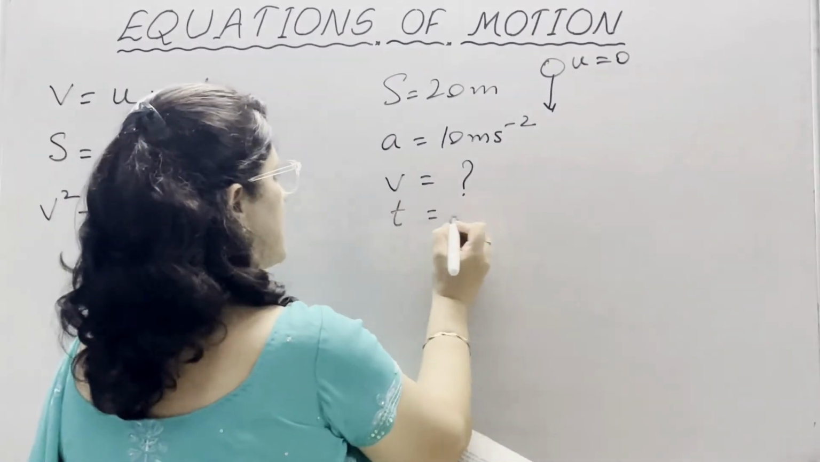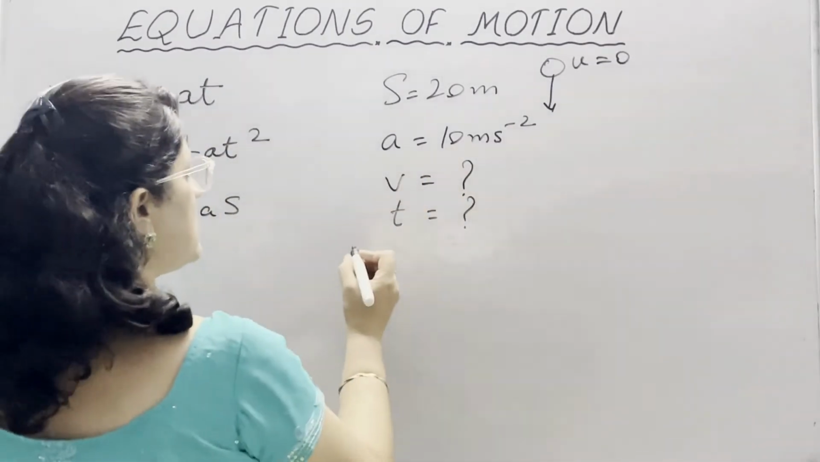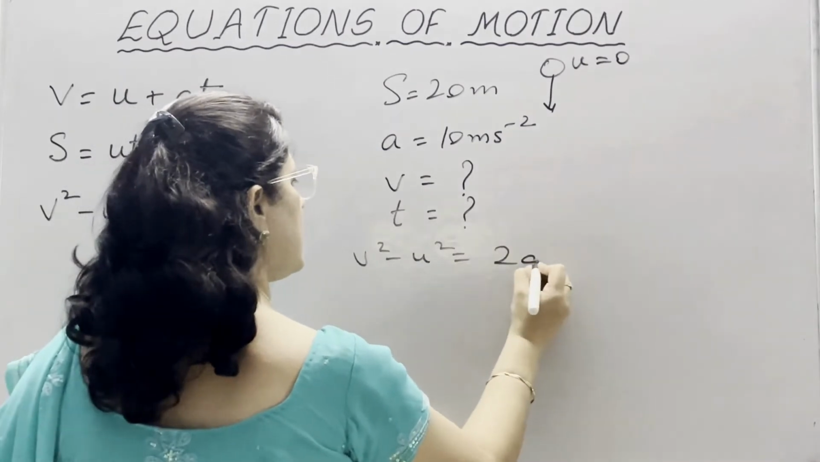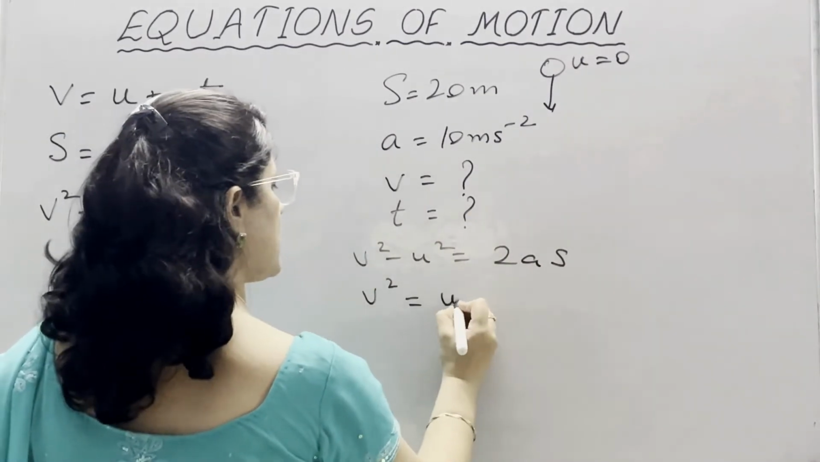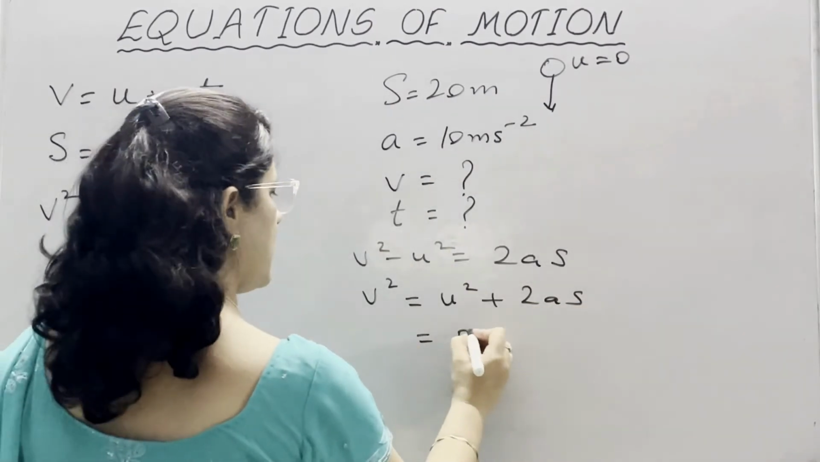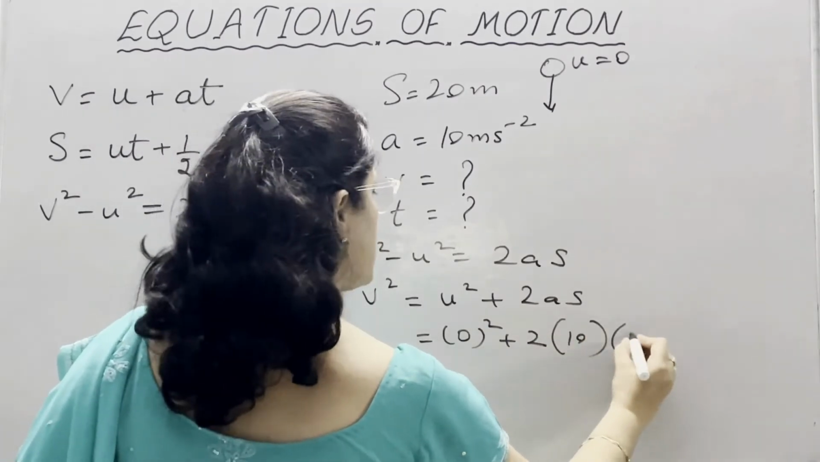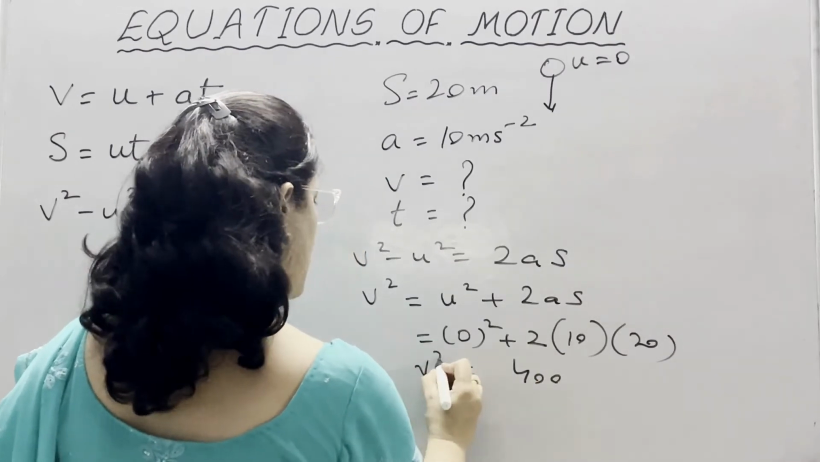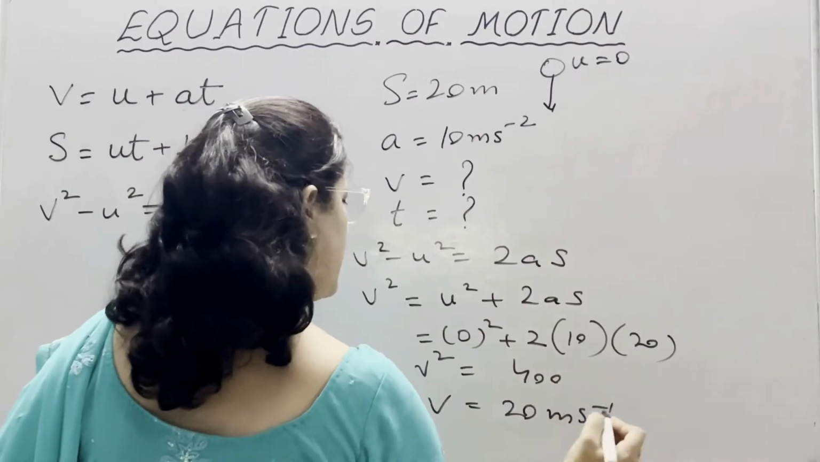This question asks 2 points. One is time also. Now for the first part, we need to use this third equation. v square minus u square is equal to 2as. What is the value of v we need to calculate? v square is equal to u square plus 2as. Value of u is 0, 2, acceleration is 10 and distance is 20. So v square is equal to 400. The value of v is 20 meter per second.